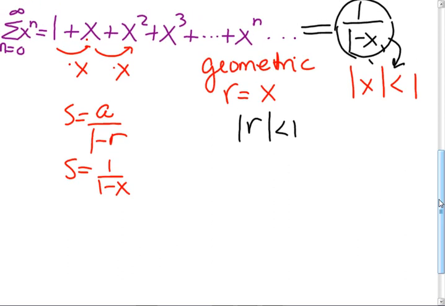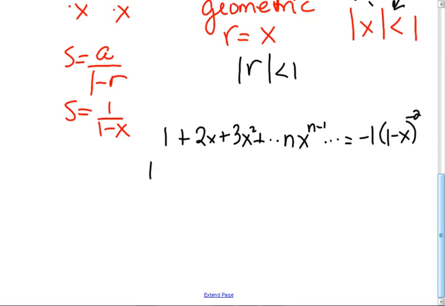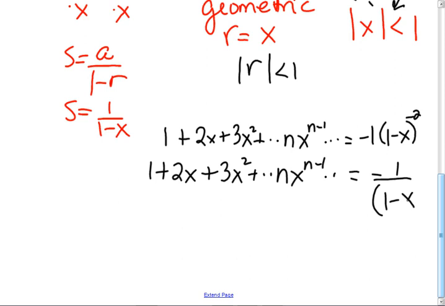What is the derivative of the left side? It's 1 plus 2x plus 3x squared plus, then they're going to ask you for the general term, so it's n x to the n minus 1. And what's the derivative of that? If you want to make it 1 minus x to the negative 1, you may do so. It's negative 1 minus x. I'm taking the derivative of both sides because I can. So it's 1 plus 2x plus, look, see what I get here. These are families. This is negative 1 over 1 minus x squared.